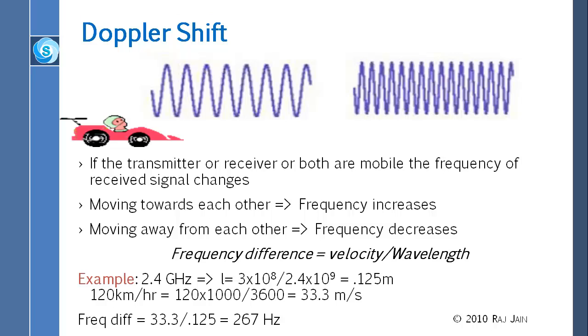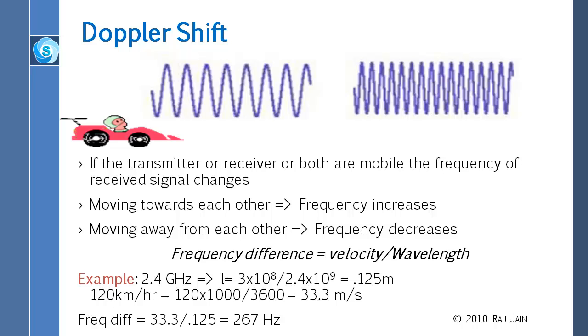Now, if you are going at 120 kilometers per hour, you divide that into seconds because you want to have it in the same unit, meters per second. You divide that meters per second by the wavelength, then you get the frequency differential, 267 hertz. So that is how much the frequency will change. Instead of 2.4 gigahertz, you will see 2.4 gigahertz minus or plus 267 hertz. Not much, but you have to worry about that. All right, the key formula is right here: velocity divided by the wavelength.